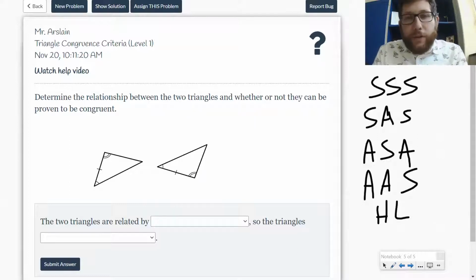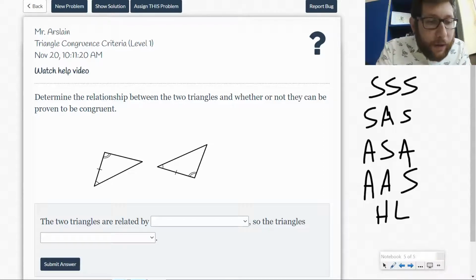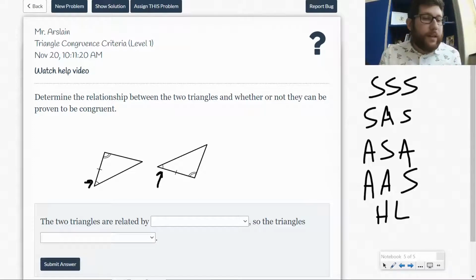So what you're going to do is look at these triangles and identify which one they are. Now they've kept it really simple. There's no vertical angles, there's no reflexive sides. It's just straight up follow the markings. Remember, this little mark right here means that it's the same size as another angle with the exact same little mark. It doesn't mean a certain size, it just means, hey, if you find another one that matches this little mark, that means they're the same size.